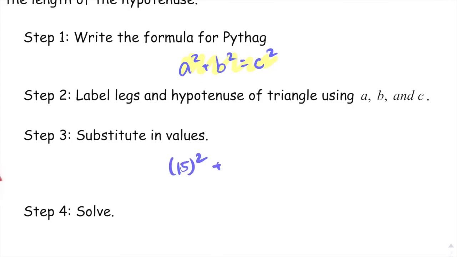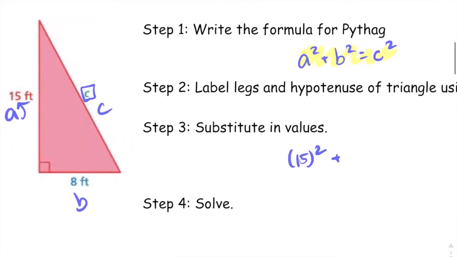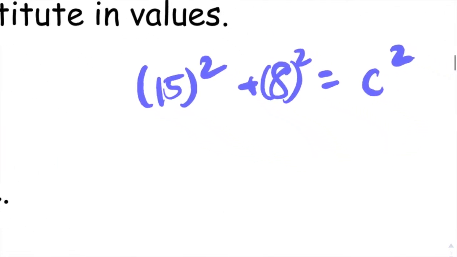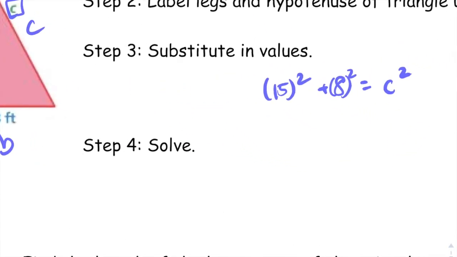I always put it in parentheses no matter what. B, according to my triangle, is 8. And that is equal to c squared. Okay? So from here, now let's simplify and solve. So 15 squared, perfect square, is 225. 8 squared is 64, is equal to c squared.